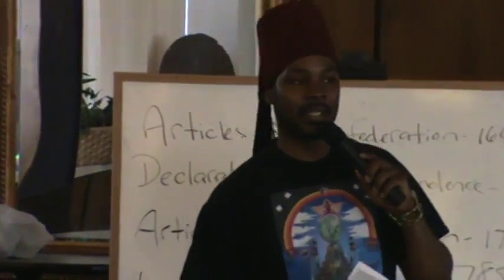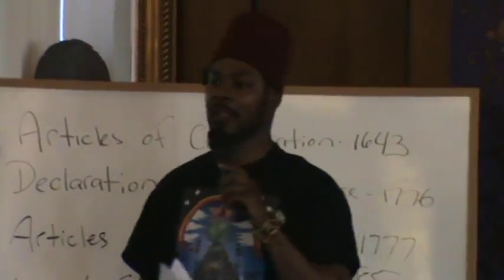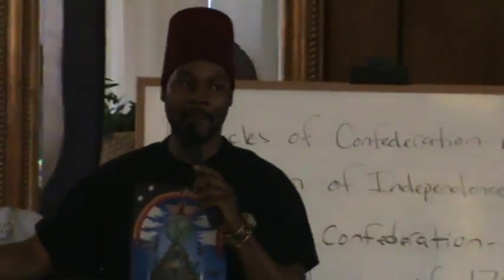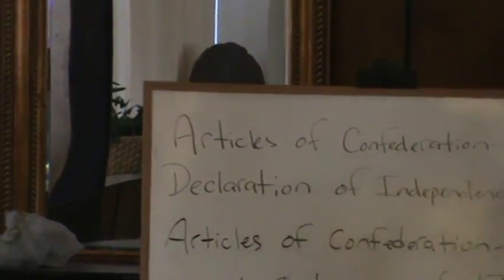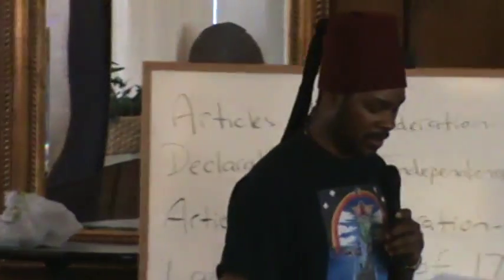Just by show of hands, anybody familiar with the Articles of Confederation? What is it? They are laws that were already set in motion by the ancients who were here before the Europeans arrived. All right. Articles of Confederation of the United Colonies of New England, 1643 to 1684.